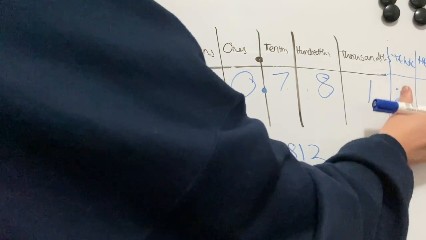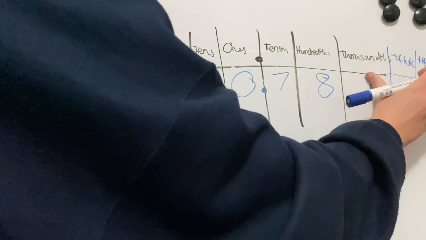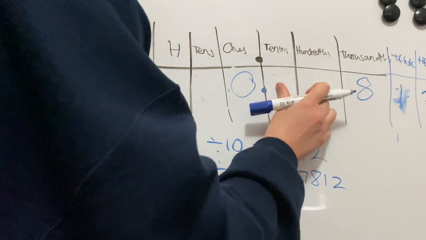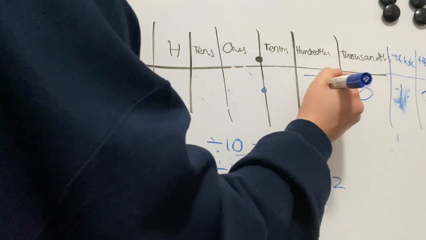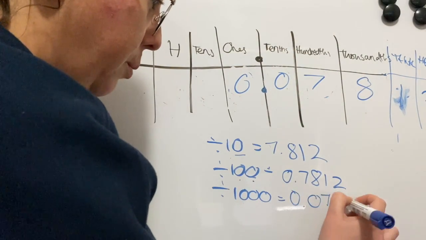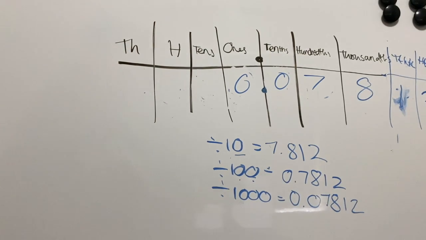And of course, everything moves 1 more place to the right, because then we've moved it 3 place value columns from its original place, and we get 0.07812. That's a really small number.